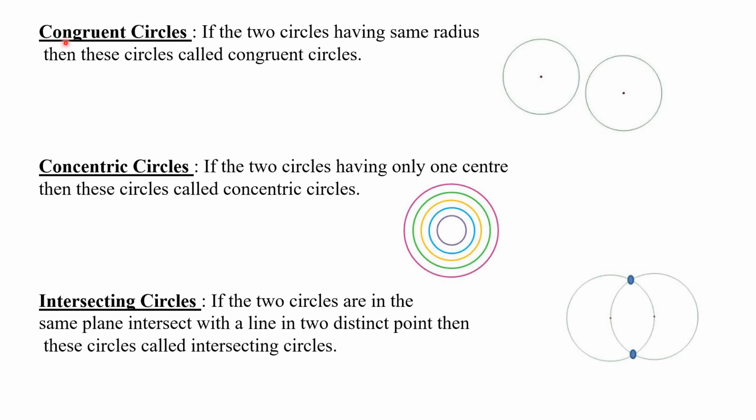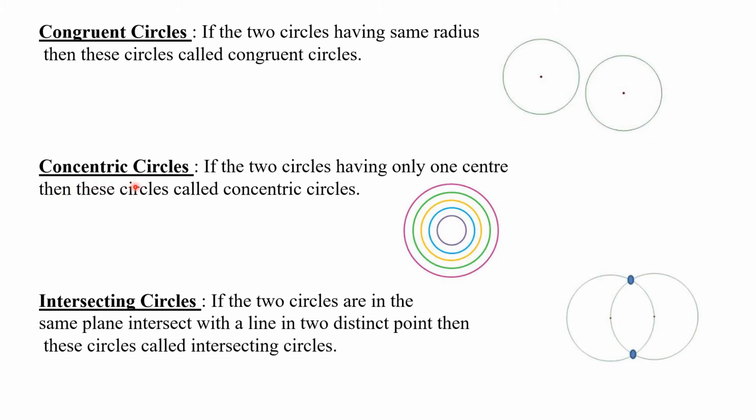Next point is congruent circles. If the two circles have the same radius, then these circles are called congruent circles. We see here the figure. Both circles are the same, means their radius is also the same. When the radii of the circles are the same, then the given circles are called congruent circles.